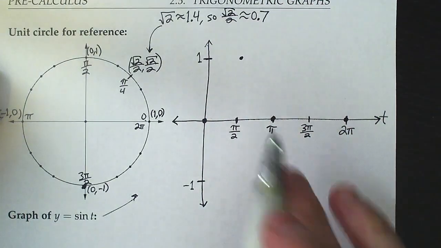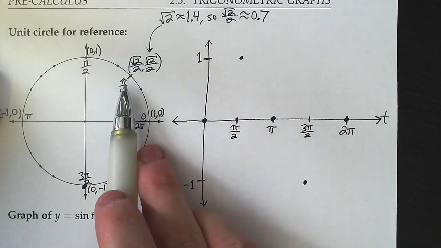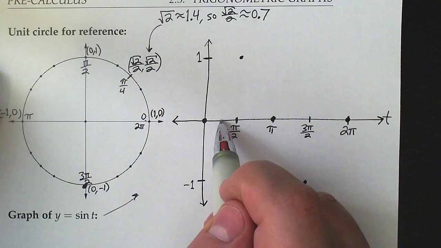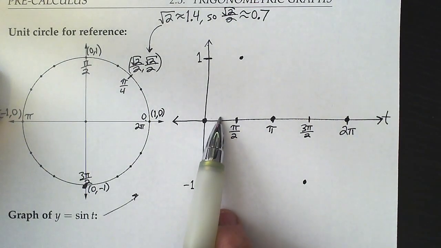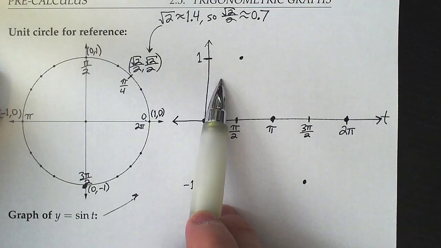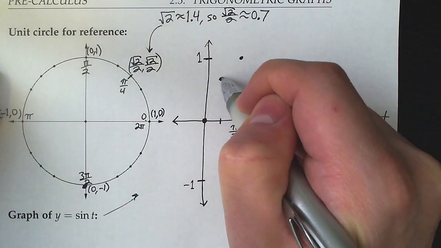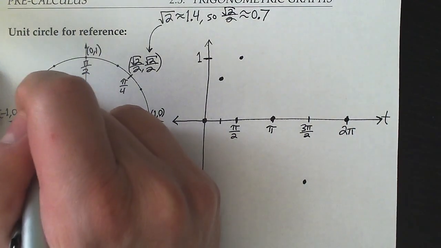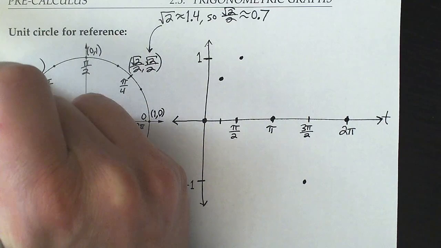We don't need to know the rest of the digits, but I'll say that when my t value is around pi over 4, which would be about here, I would like to draw a point at a height of somewhere around 0.7. And we could use similar reasoning to figure out some other points, like over here.